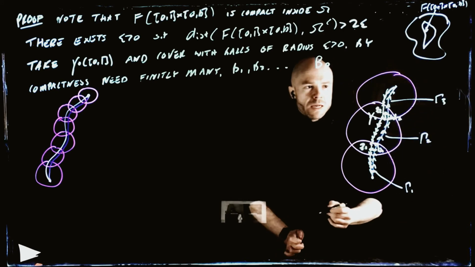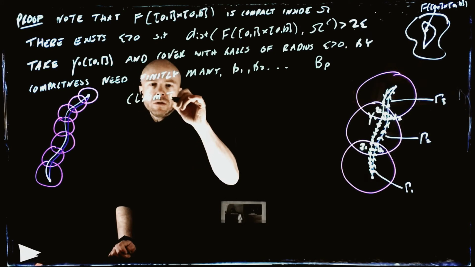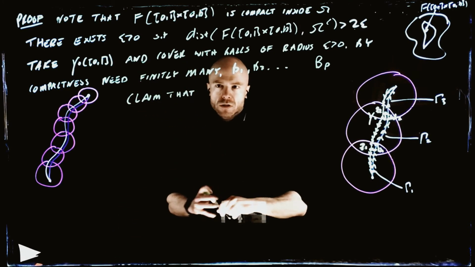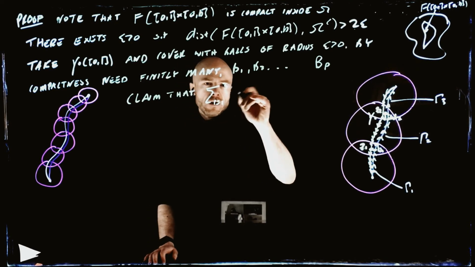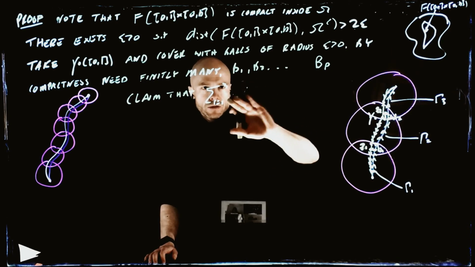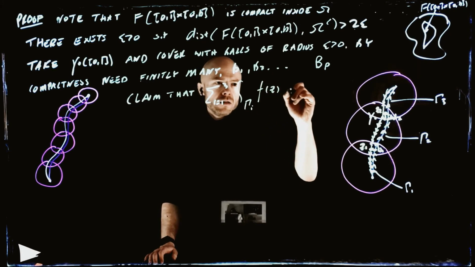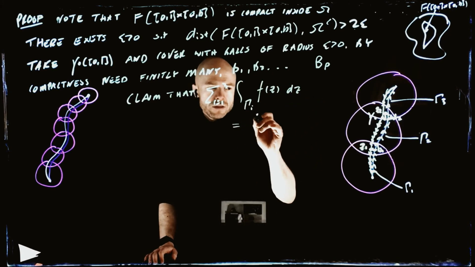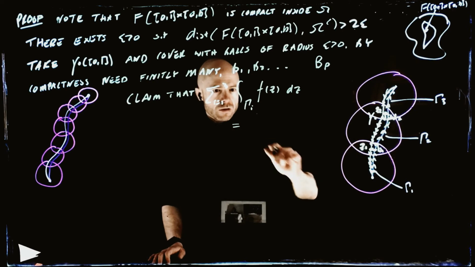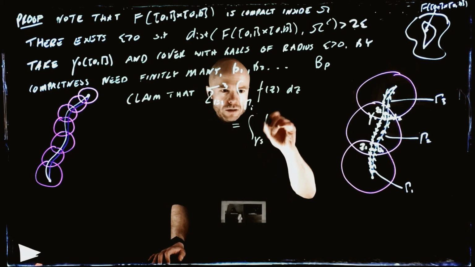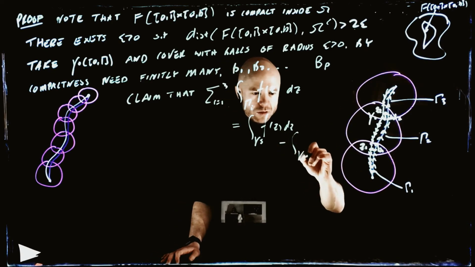Okay? And so we claim that the sum from i equal to 1 to 3 of the integral over gamma i of f of z dz is the same as the integral going up like this along gamma s and then back along gamma 0. So it's the integral over gamma s of f of z. And since we're going back in the opposite direction, it's now minus the integral over gamma 0 of f of z.